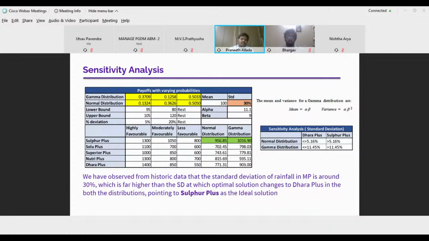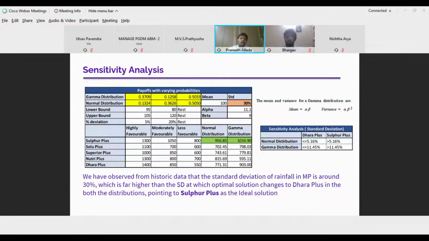So with the standard deviation being 30%, we observe that for the normal distribution case, sulfur plus is still maximum, and for the gamma distribution case, sulfur plus is still maximum. But coming to the right table, which shows the sensitivity point, for a normal distribution case, your optimal point will change at the value of 5.16%. So if the standard deviation is less than 5.16%, then your optimal solution is no longer sulfur plus; it will be Dara plus. And even if you assume gamma distribution, if the standard deviation of the rainfall is less than 11.45%, it's Dara plus.